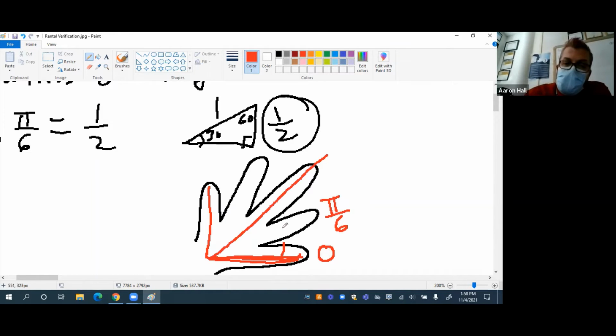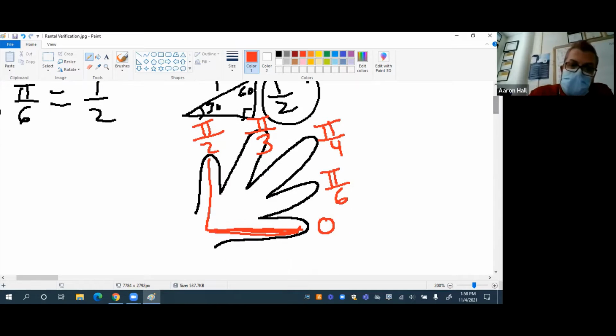What about this one? Yeah, that's going to be pi over 4. And this one here. Yeah, it's going to be pi over 3. I think I ran out of room there. And this one here. Pi over 2, yeah. Now, on the palm of our hand, we are going to draw the square root of x over 2. If we're trying to figure out a sine function, we go from the pinky. If we try to figure out a cosine function, we go from the thumb.